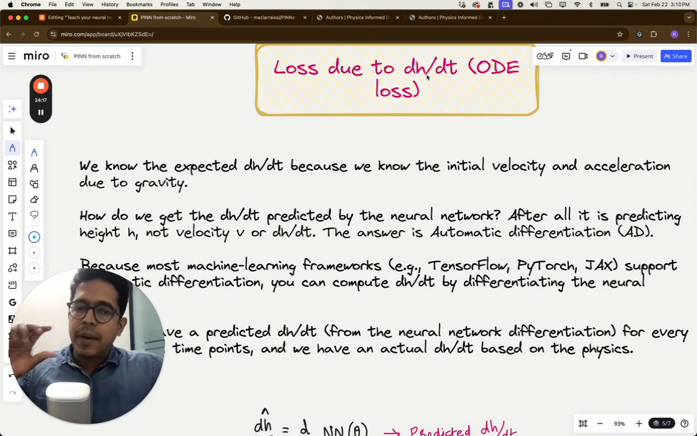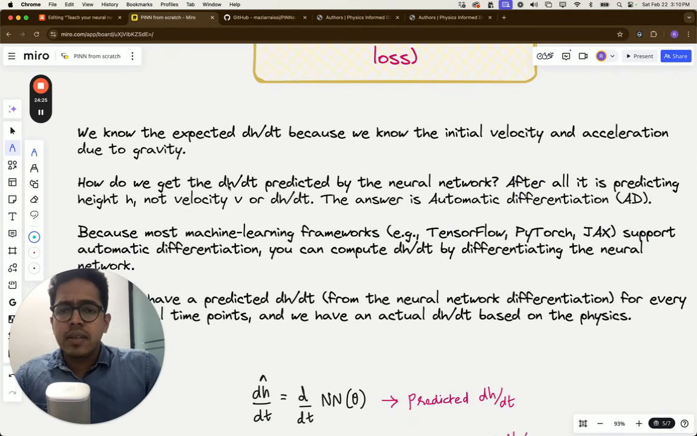Of course, we know the Newtonian dh by dt. It's simply dh by dt equal to u minus gt. However, what is this dh by dt predicted by the neural network? Isn't the neural network predicting h? How can you get dh by dt? The answer is a concept called automatic differentiation.